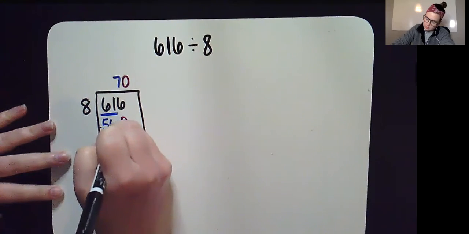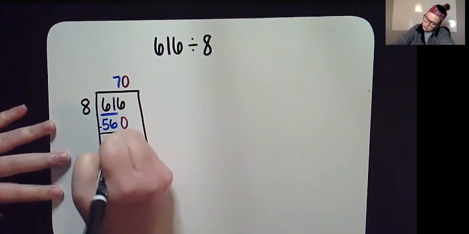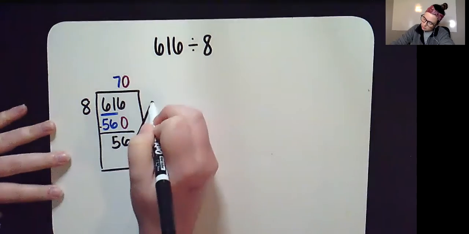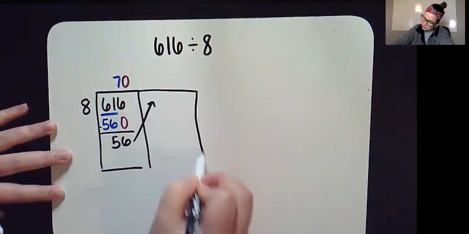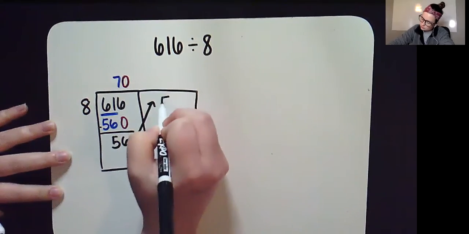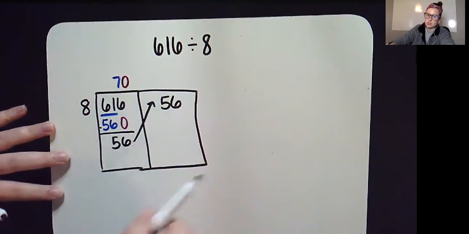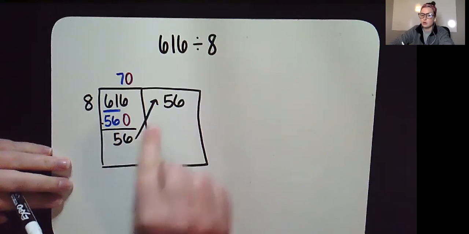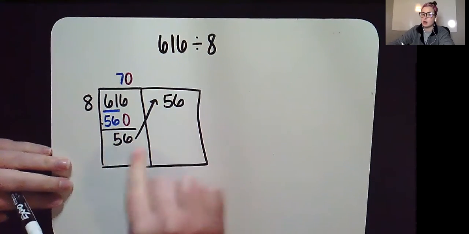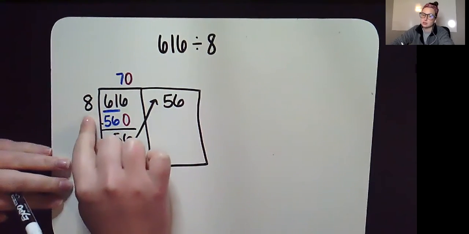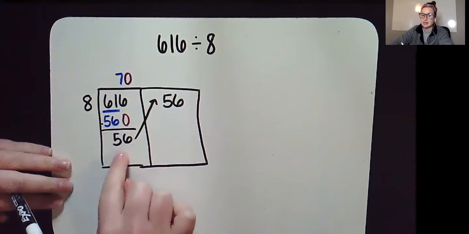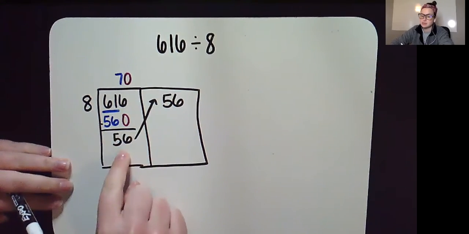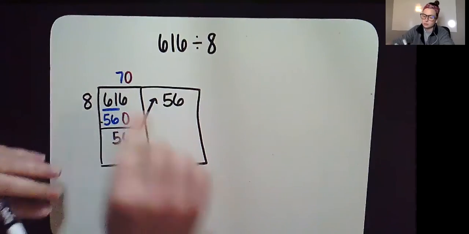And I get 56. And I will move that to my next box. And we're going to start the process over again. Remember, you move this over to the next box as long as it's bigger than your divisor. So as soon as I get something that's less than 8 down here, I stop, and that's my remainder. But 56 is bigger than 8, so we're going to move that over.